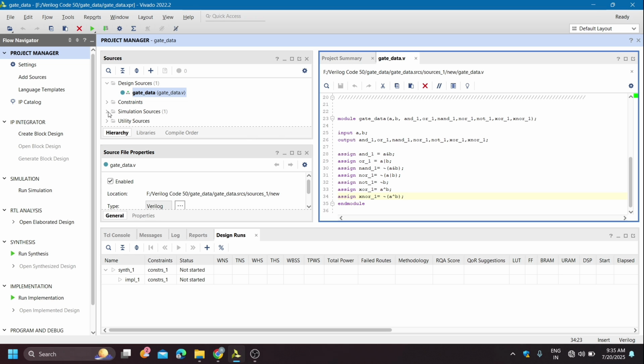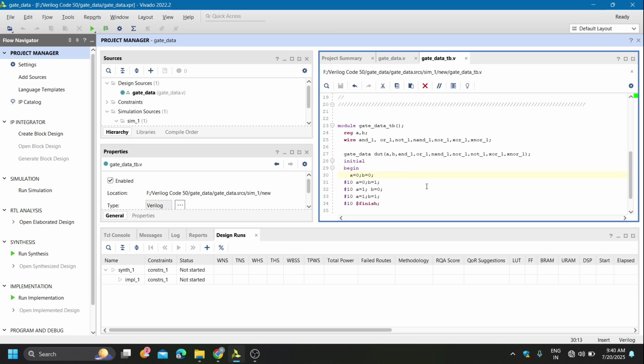Similarly, I wrote the test bench, and it is the same as what we wrote in the last video for gate level modeling. For input we wrote reg A, B, for output wire, and then module instantiation. Then in the initial block we wrote conditions for inputs: A equal to 0, B equal to 0, then after 10 seconds 0 1, then after 10 seconds 1 0, then 1 1, then after 10 seconds finish. So this is the test bench for this module. Now let's simulate and see the output.